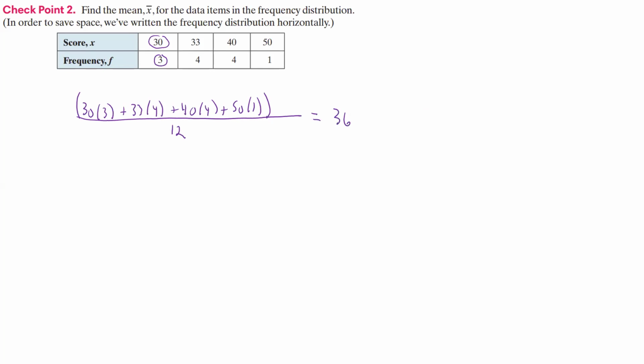Okay, so here we get 36. And again, this is our frequency distribution. So we've got our values for the data items, and we've got the frequency of each data item, and then we can plug that in and we get our x bar at that point here.